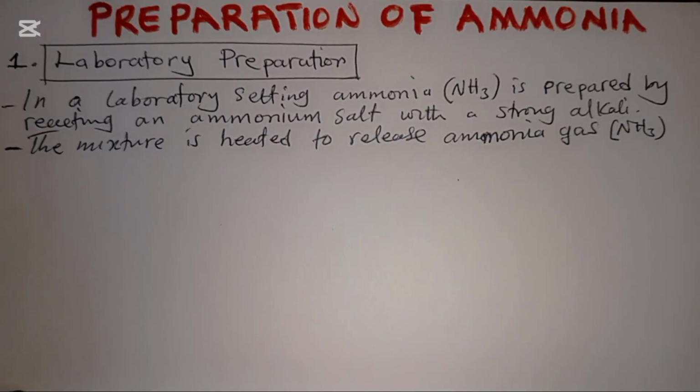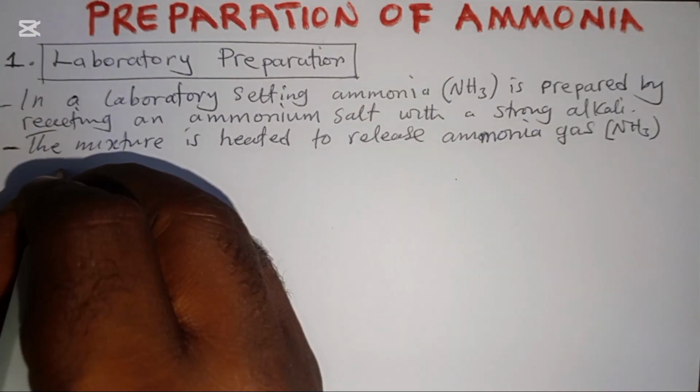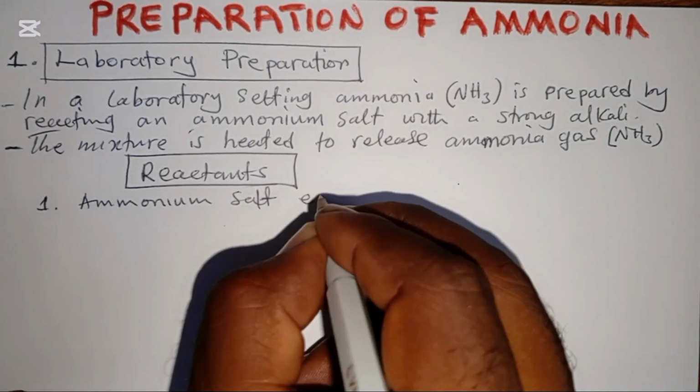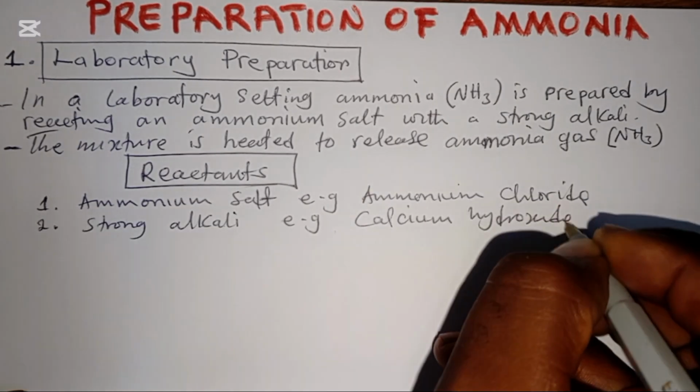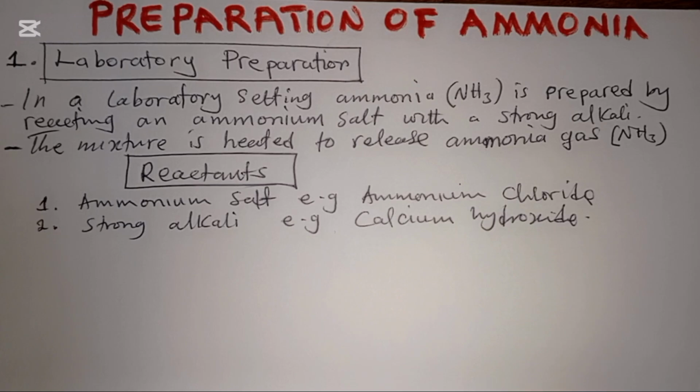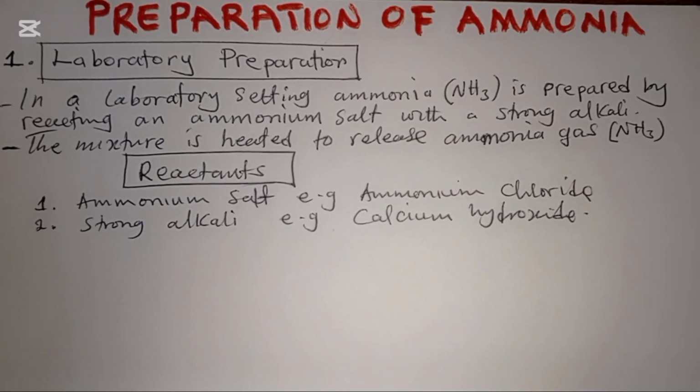So the reactants that we have in this laboratory preparation of ammonia are an ammonium salt and a strong alkali. So we can give an example of an ammonium salt, which is ammonium chloride, and a strong alkali, which is calcium hydroxide or sodium hydroxide. So those are the two reactants that we can give as an example.